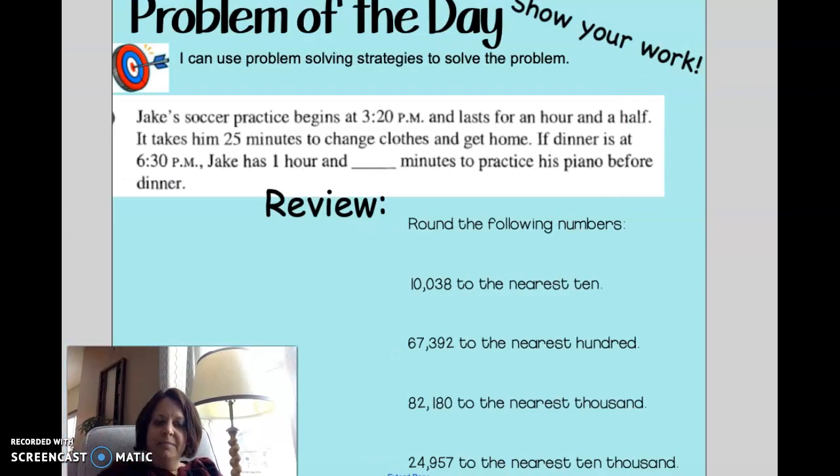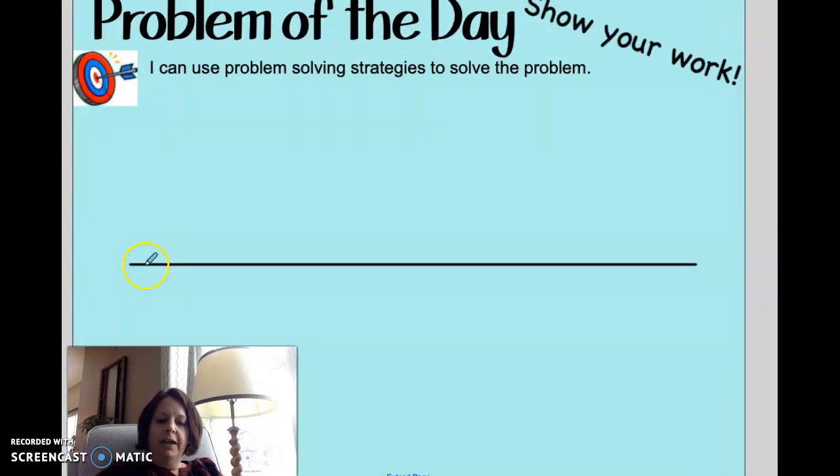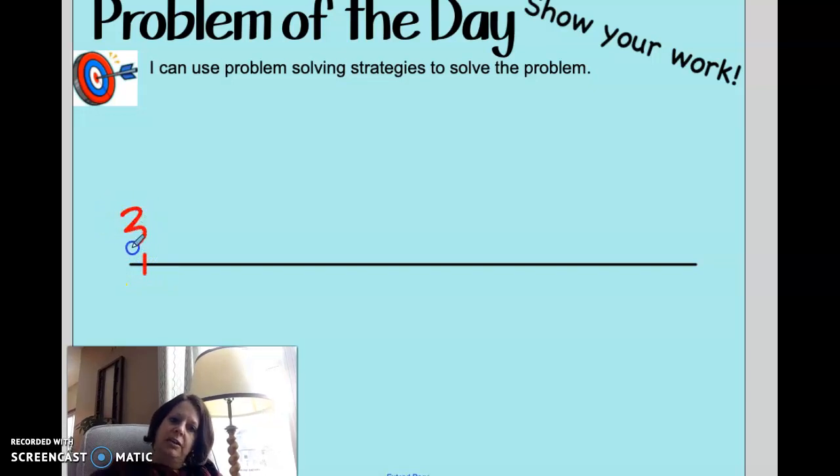All right, guys, I'm back and it's time for our problem of the day. Jake's soccer practice begins at 3:20 p.m. and lasts for an hour and a half. So what I've decided to do is have a timeline here. Jake's soccer practice starts at 3:20, and sorry, I'm using my pen with my mouse pad and it's hard to write like that, so I just try my best. His soccer practice lasts an hour and a half.